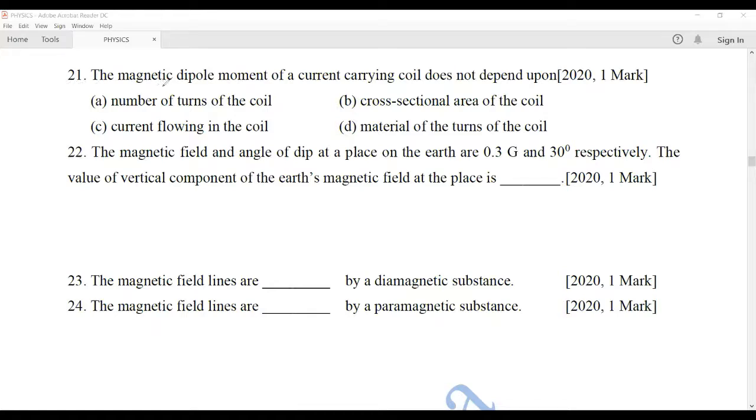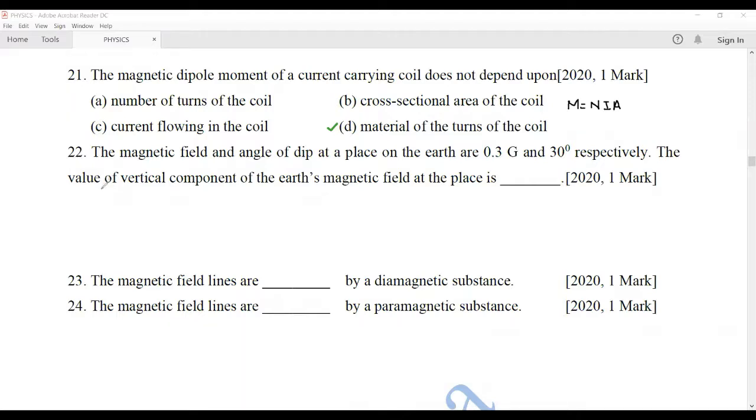Question number 21. The magnetic dipole moment of a current carrying coil does not depend upon. We know that the magnetic moment for a current carrying coil is given by NIA, where N is the total number of turns of the coil, I is the current, and A is the area. Yes, it depends upon the number of turns, on the cross-sectional area, and on the current also. It does not depend upon the material of the turns of the coil. So the correct option is the material of the turns of the coil.